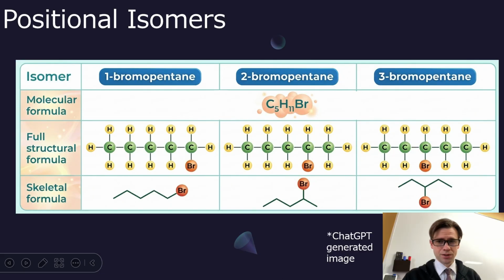Then we have positional isomers. So this is not talking about carbon chains, but potentially functional groups like halogens or maybe alcohols, things that are just sort of one group that we can move around. So all of these things have the formula C5H11Br. We can have 1-bromopentane, 2-bromopentane, 3-bromopentane, all the same formula, but we're just moving that Br from the end to 1 away from the end to the middle.